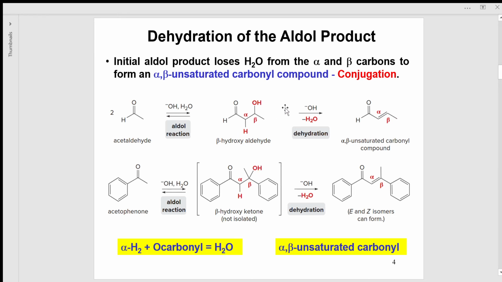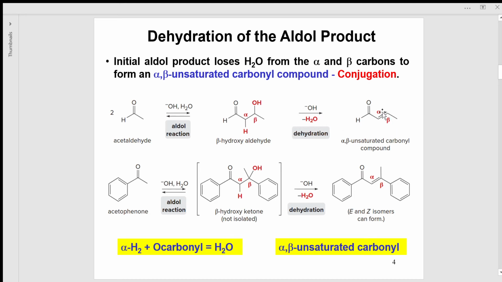So basically, we eliminate water. We eliminate one hydrogen from the alpha position. We eliminate the hydroxyl group from the beta position. So we are going to form, let's say, this is the small molecule. A condensation reaction normally involves the elimination of a small molecule. In this case, the small molecule is water, so we call this step a dehydration step.